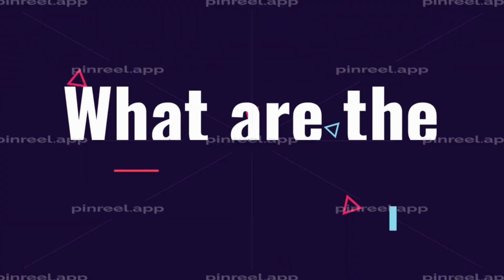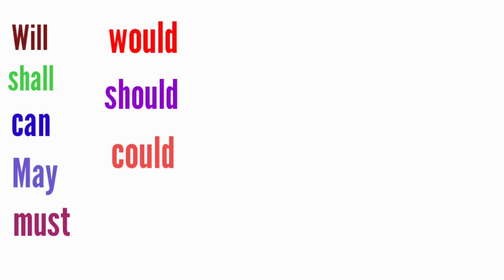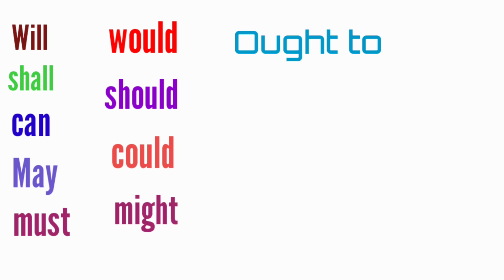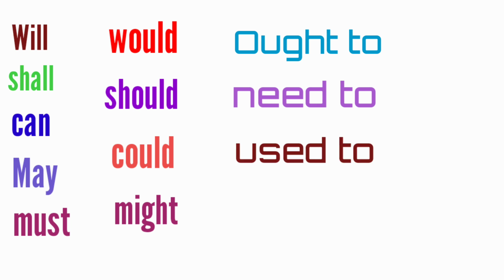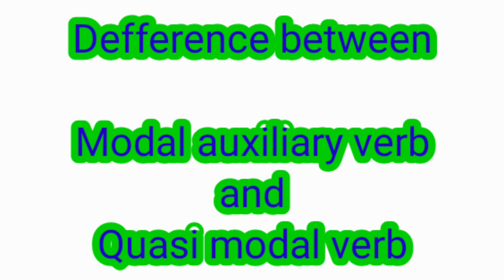Now let us see what the modal verbs are. Will, shall, can, may, must, would, should, could, might, ought to, need to, used to, dare to. Among these modal auxiliary verbs, ought to, need to, used to, dare to are called semi-modal verbs, which are also called quasi-modal auxiliary verbs. Now let us differentiate the modal auxiliary verb and quasi-modal verb with an example.